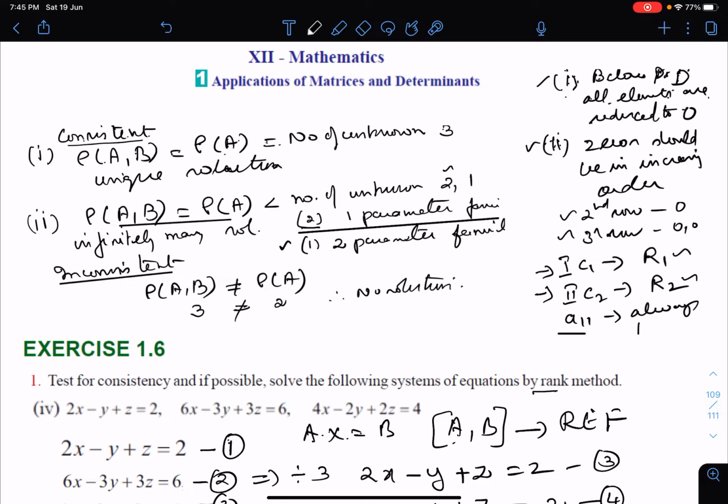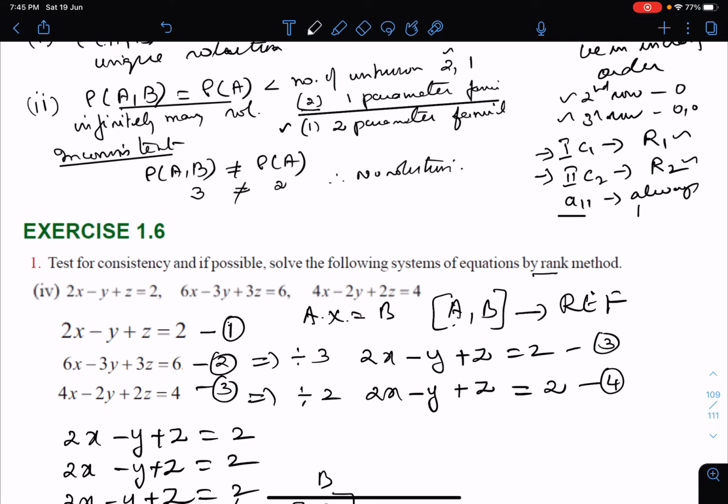Suppose rank of AB equals rank of A and it is less than the number of unknowns. If it comes as 2, it is called a one parameter family, and if it comes as 1, it is called a two parameter family, and it will have infinitely many solutions. The third condition is inconsistent: if rank of AB is not equal to rank of A, then it is inconsistent and has no solution. This is just to remind you.